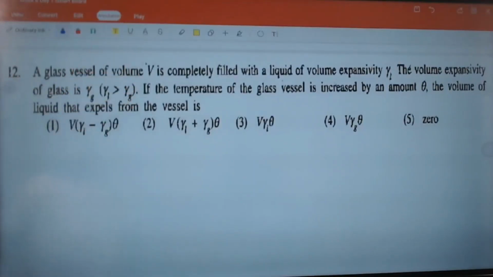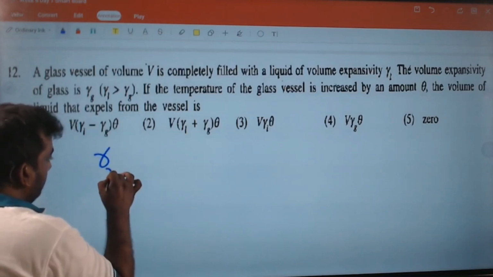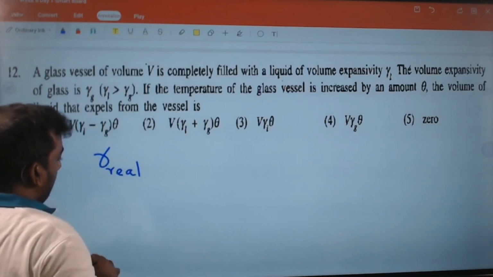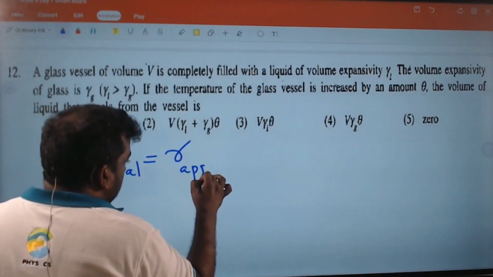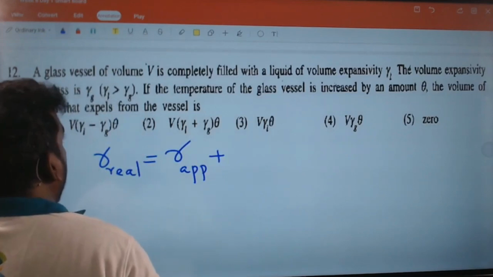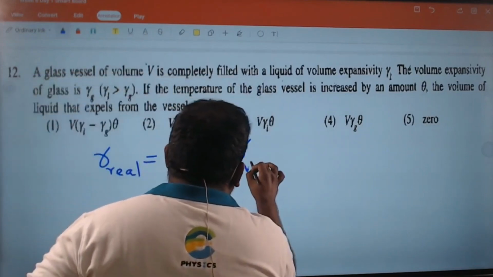A glass vessel of volume V is completely filled with liquid of expansivity gamma L. Volume expansivity of glass is gamma G. Temperature of water is increased by theta. The volume of liquid expelled from the vessel. So volume overflowing. Overflowing means gamma apparent. Gamma real equals gamma apparent plus gamma of the vessel.